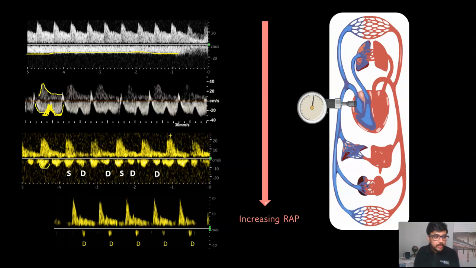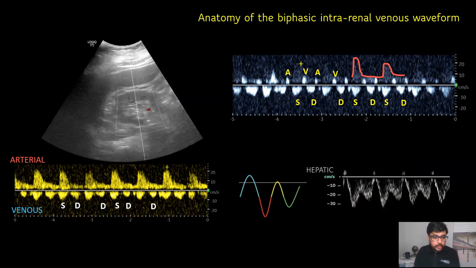And ultimately you have two distinct waveforms, one in systole and one in diastole. These are like S and D waves, very similar to that of the hepatic vein waveform. It's called a biphasic pattern. And with further increases in intrarenal pressures or right atrial pressures, the S wave is reversed. Because of the arterial waveform here, you don't see the reversed S wave, but you see only the D wave corresponding to the diastole phase of the artery or diastole phase of the heart. And this is the D only pattern, again analogous to hepatic vein. It indicates severe congestion.